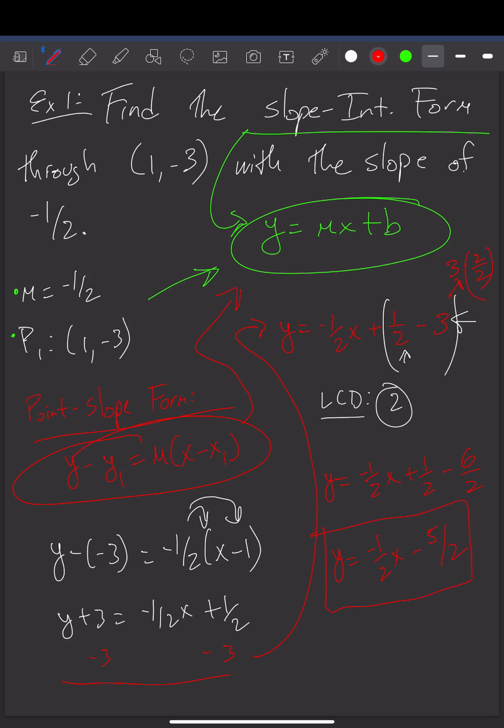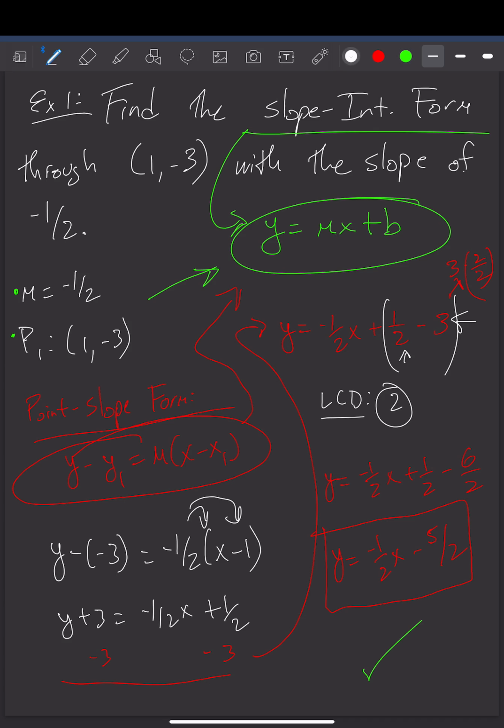And does this look like the slope-intercept form? It does. Yeah, so we already found our answer. So it's y equals -1/2 x minus 5/2, which is your slope-intercept form for this problem.